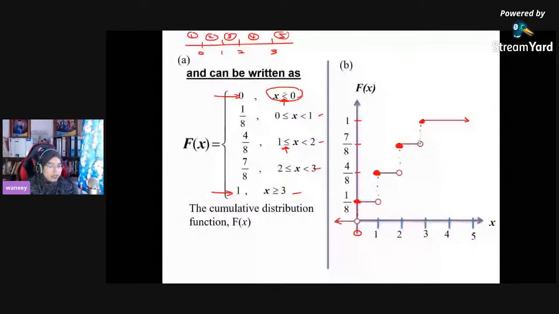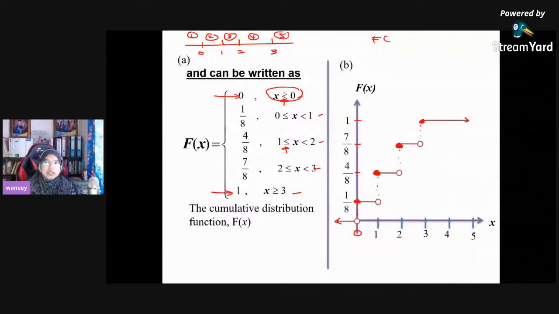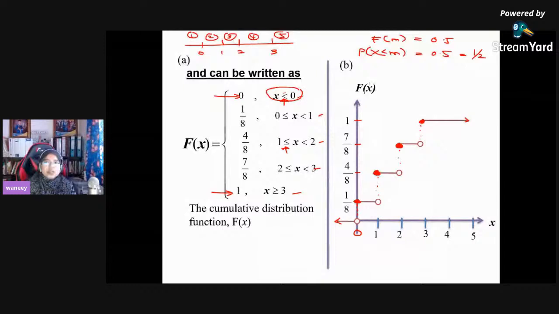Right, the next one, we have to find what is the median. So this is the graph. We want to find where is the median. So what is the definition of median? Median is when F(m) is equal to 0.5, or you can say that the probability of x less than or equal to m must be equal to 0.5. 0.5 is also 1 over 2. So on the left hand side and the right hand side, do check when can you get a half.